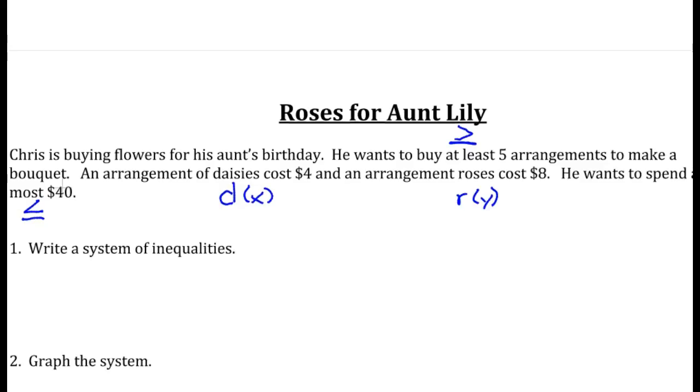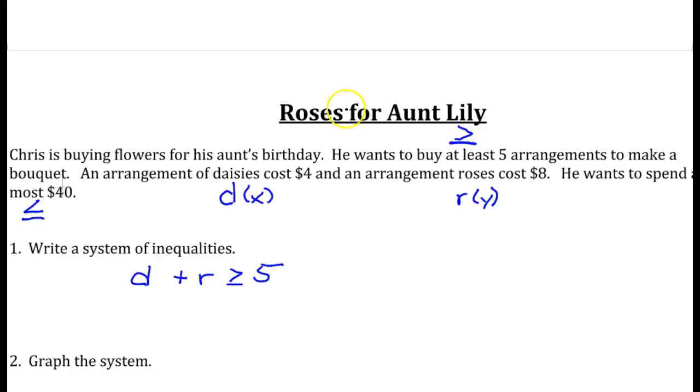And now let's write a system of inequalities. So it's going to be very similar. Before we had to have at least 6 different chocolates. This one is like at least 5 different arrangements. So we know that D plus R just needs to be 5 or bigger. Right? Greater than or equal to 5. It's the same thing as 5 or bigger.